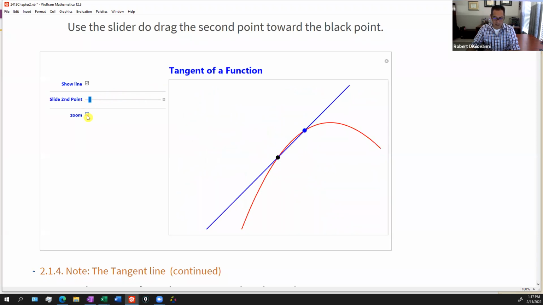Let me zoom in a little bit here. I'm going to get closer and closer and closer. And then eventually, boom, I get to that point right there. And I have the tangent line. Make sense?